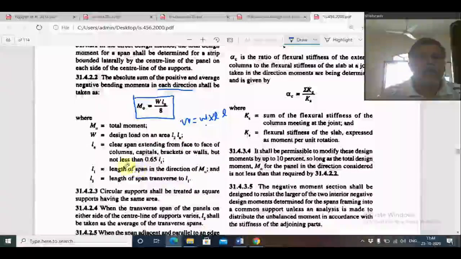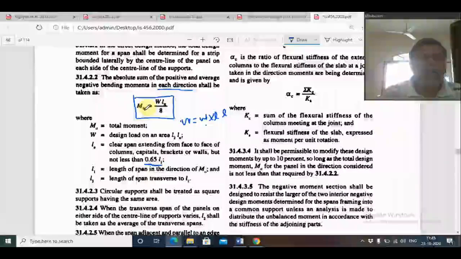But in no case less than 0.65 L1. Then L1 is the length of the span in the direction of M0. So this is the total bending moment. Here the panel size is 6 meter by 6 meter, so I will calculate bending in only one direction. If the panel size is rectangular, 7 meter by 5 meter, you have to calculate for the longer direction, and also calculate for the shorter direction.